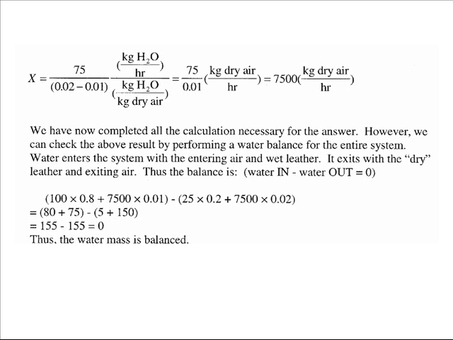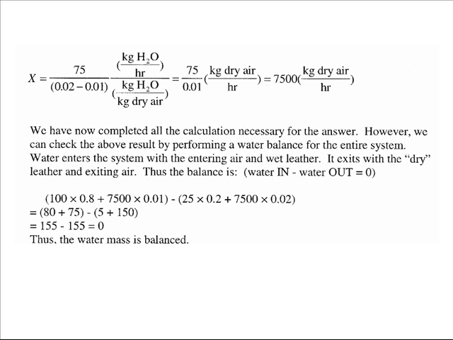And when you do all the calculations of what you see in terms of the water in, 100, the initial amount of leather, times 0.8, which is the kilograms of water per kilogram of leather, plus 7,500, which is the kilograms of dry air per hour, times 0.01, which is the kilograms of water per kilogram of dry air, minus 25, which is the kilograms of leather per hour exiting, times 0.02, which is the amount of water per kilogram of drier leather, plus 7,500 kilograms of dry air per hour, which is the amount of air exiting, times 0.02, which is the kilograms of water per kilogram of dry air.